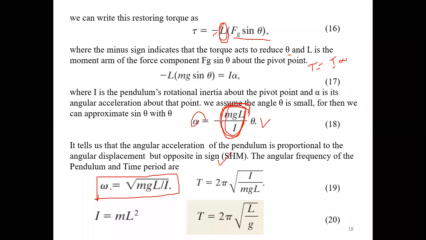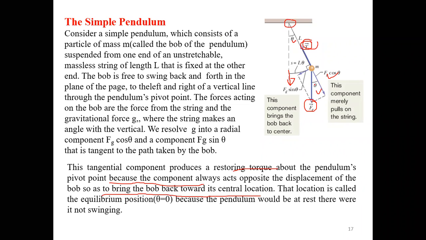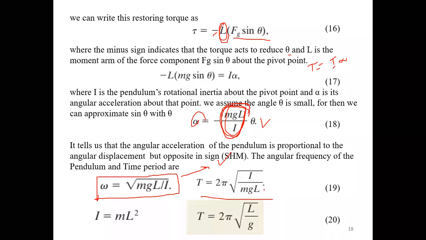If you know omega, from there you can calculate T equals 2 pi divided by omega. After simplifying, T will be 2 pi times the square root of I by mgL. For this pendulum, I equals ml square, since the mass is m and the distance is L. Substituting the value of I as ml square, m and L cancel out, so T equals 2 pi times the square root of L by g.